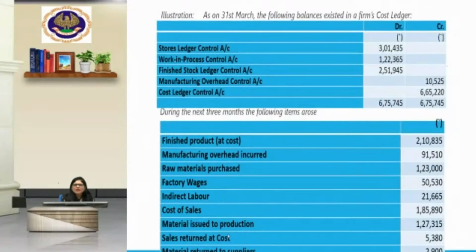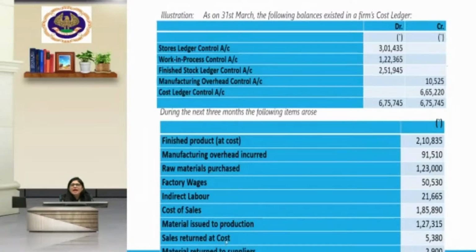Material issued to production. Now it's time to issue the material. We purchased the raw material initially. Now we are issuing the raw material to production. Where is it going to go? It will go to WIP account. So the entry will be WIP account debit to stores ledger control account. Production means WIP account will receive it and stores account will give it. So WIP account debit to stores ledger control account.